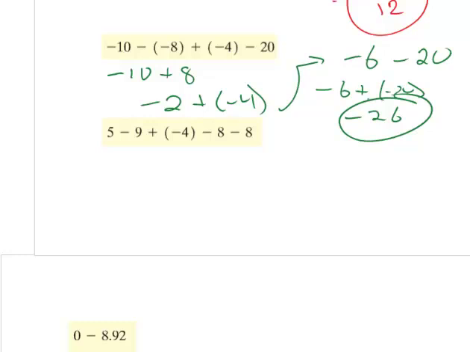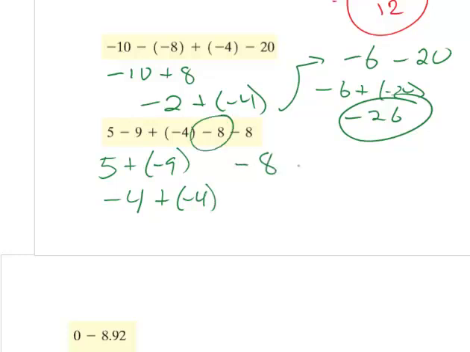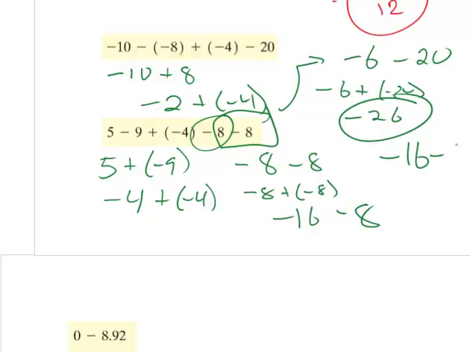Let's take a look at this next one. Again, 5 minus 9 will become 5 plus a negative 9. That's a negative 4. Plus another negative 4 gives me a negative 8. And then I still have minus 8 after that. So negative 8 plus negative 8 is negative 16. I still have another minus 8 after that. So that's negative 16 plus negative 8. That will leave me with a negative 24.